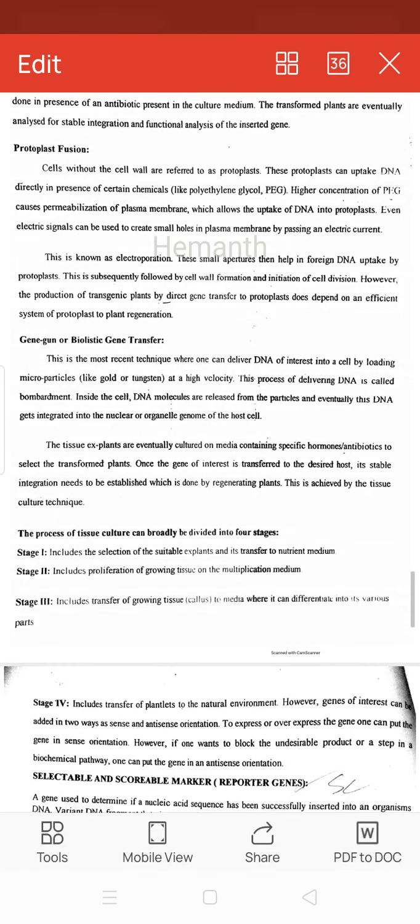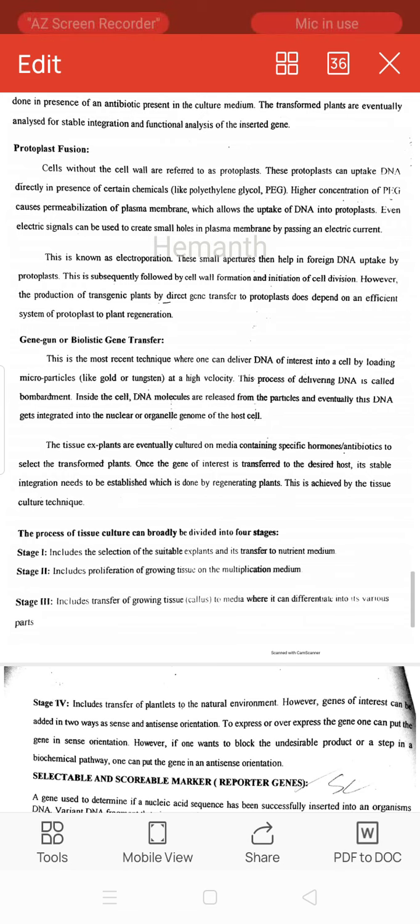The next topic is protoplast fusion. Cells without the cell wall are referred to as protoplasts. These protoplasts can take up DNA directly in the presence of certain chemicals like polyethylene glycol, that is PEG. A higher concentration of polyethylene glycol causes permeabilization of the plasma membrane, which allows the uptake of DNA into the protoplast.